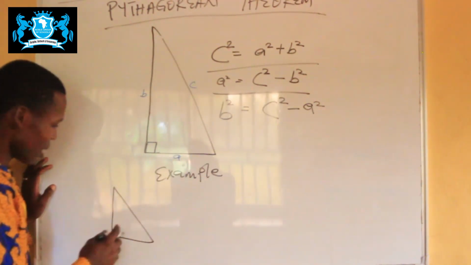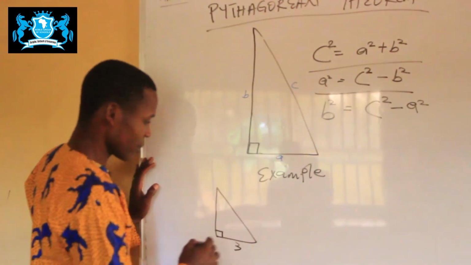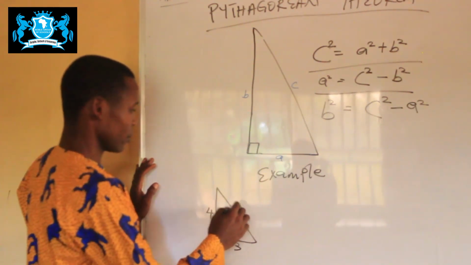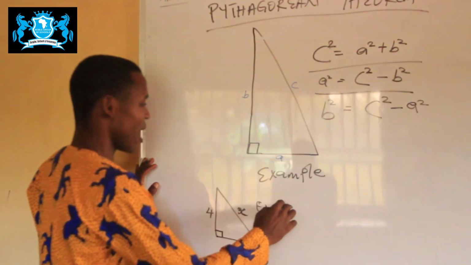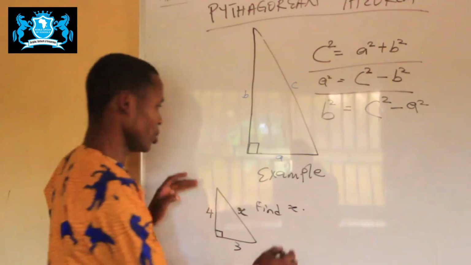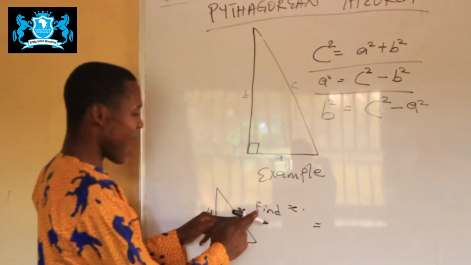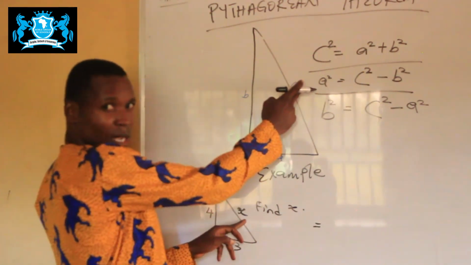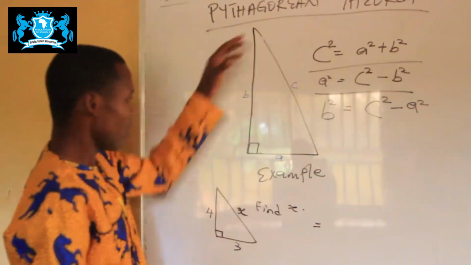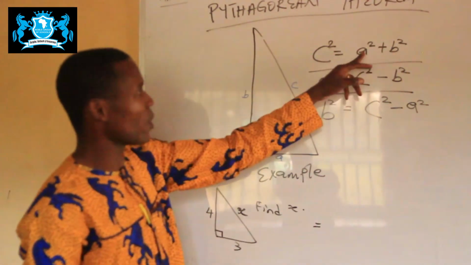Look at this example. Assuming you are given this example: 3, 4, and x. And they say find x. You cannot find it unless you apply Pythagoras theorem. What do you do? You will simply say, you know here now, our x is our c, the hypotenuse. Right? You will simply say, which law do I apply here? What are we looking for? We are looking for the hypotenuse. And the law of the hypotenuse is c squared equals a squared plus b squared.